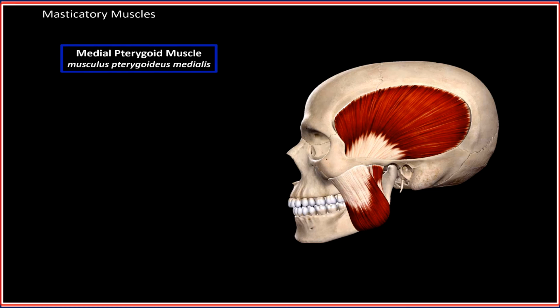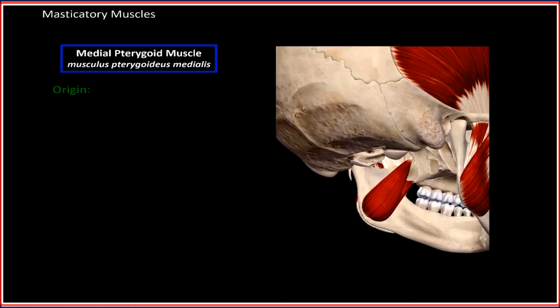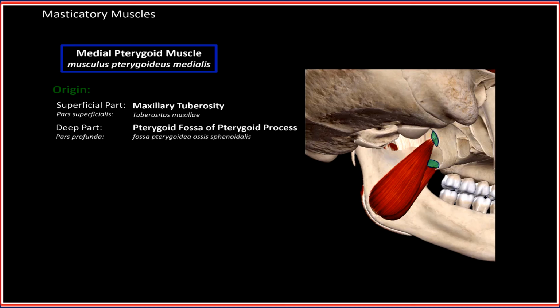Next, we have the medial pterygoid muscle, and to see this one, we need to look at the head from this perspective. So the medial pterygoid muscle is located on the other side of the masseter muscle. And what are the origin points? If you zoom in, you will see that it has a superficial part and a deep part. The superficial part originates from the maxillary tuberosity, and the deep part originates from the pterygoid fossa of the pterygoid process. These fibers go down and insert at the pterygoid tuberosity of the mandible.